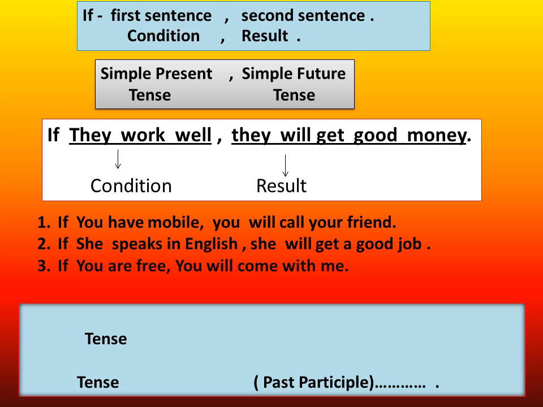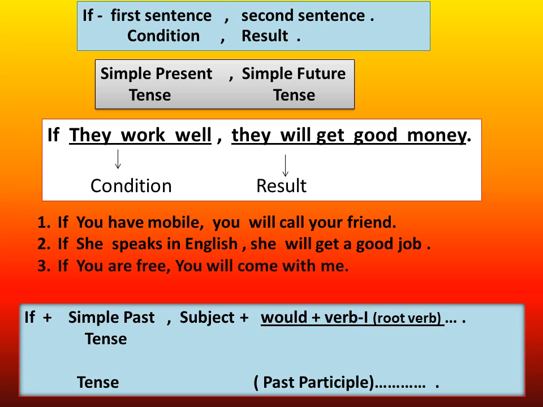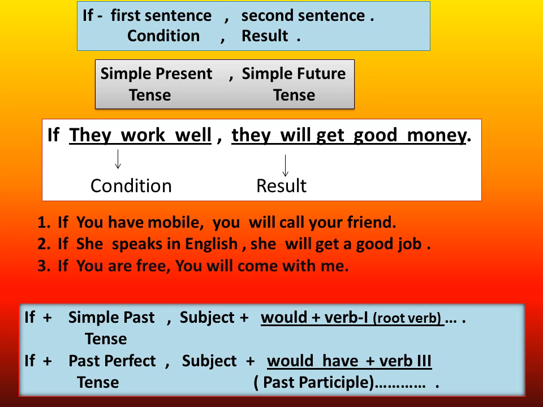Some other constructions are here. If the first sentence is in simple past tense, the second sentence will be subject plus would plus the first form of verb, it means the root verb, to complete the sentence. And if the first sentence of if is in past perfect tense, the second sentence will be subject plus would have plus the third form of verb, the past participle. In this way we can use if in our construction.